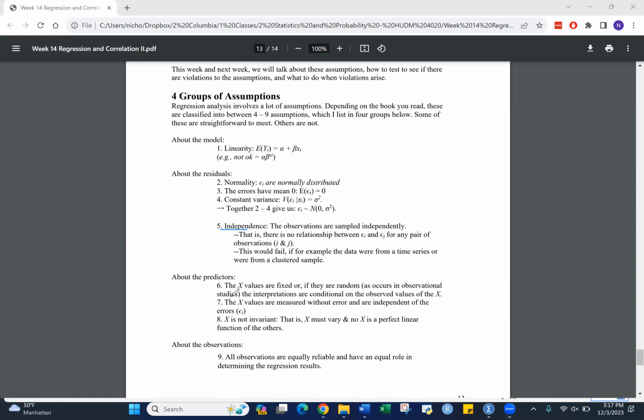There are some assumptions about x's. These assumptions are mostly that you don't have measurement error, and there's stuff about the independence of the error terms. Again, that's really like a higher level stat course. So I wouldn't worry about the assumptions around the x's too much. And then number 9, you don't have to worry about too much, but all observations are equally reliable. So look, I'm giving you this so that when you study regression in the future, you can pull this up and read through these. And there are also a couple more notes on the next page.